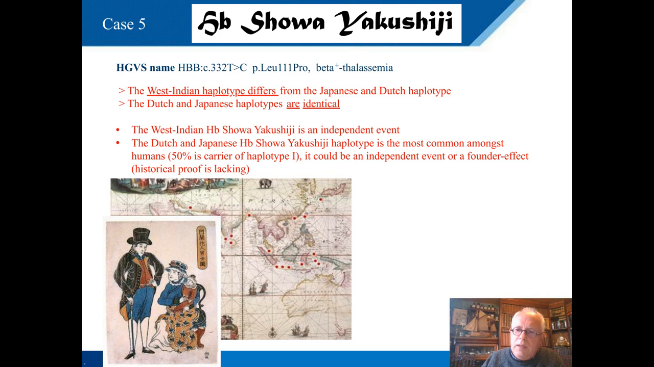So we investigated the haplotype of the West Indian. The West Indian sample was already investigated, and the haplotype was published, and it was different from the Dutch and the Japanese haplotype. However, the Dutch and the Japanese haplotypes were identical. But this identical haplotype was the most common. So there's still a large chance that it was purely coincidental that the mutation occurred twice on independent genetic backgrounds.